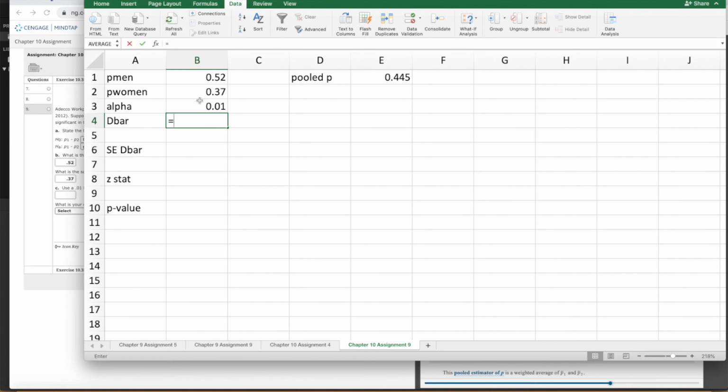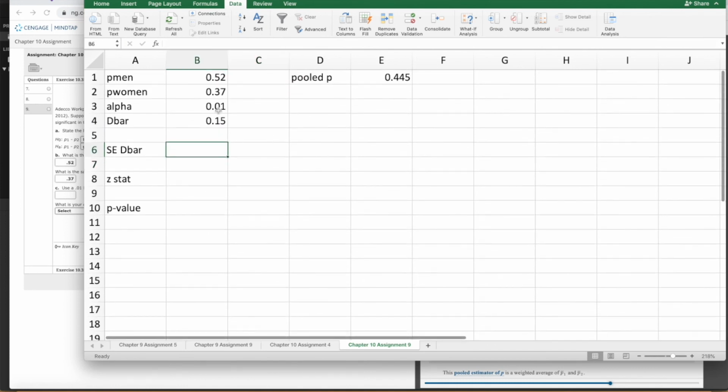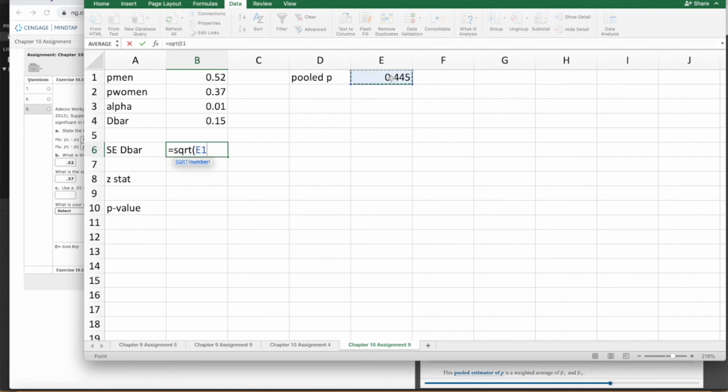Oh, d bar right here, we could write equals this minus this, right? That's our estimate of the difference, 15%. Now the standard error of that, we're going to use the pooled estimator right here. So equals square root this number times 1 minus this number divided by 200. That would be like our old school way. If we just were doing one proportion, that would be the standard error, but we're doing 2. So basically we do this again. This times 1 minus this divided by 200.